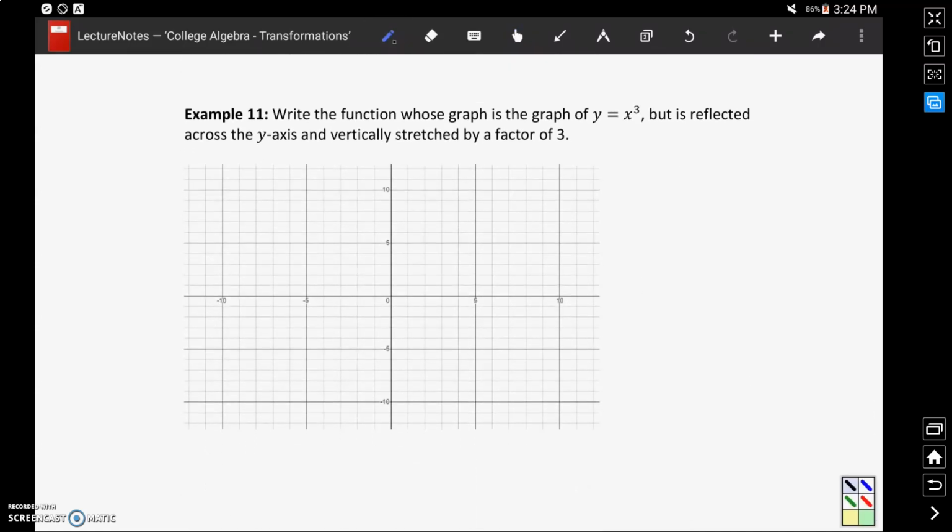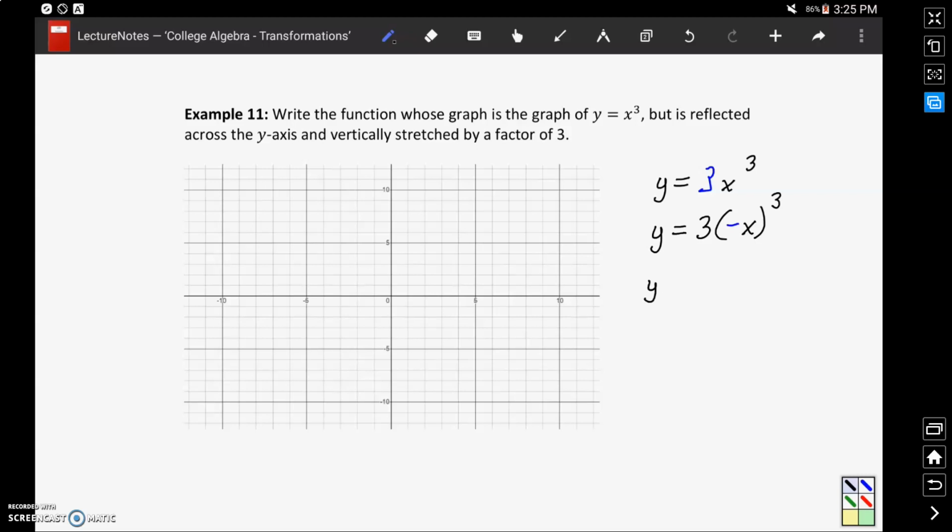In our final example here, we want an x cubed function, but we want it reflected across the y-axis and vertically stretched by a factor of 3. So in order to get that vertical stretch, what we would be doing would be taking 3 times x cubed, and then in order to get that reflection about the y-axis, what we would do would be apply a negative inside that cubed function itself, to give us y equals 3 times the quantity negative x, cubed.